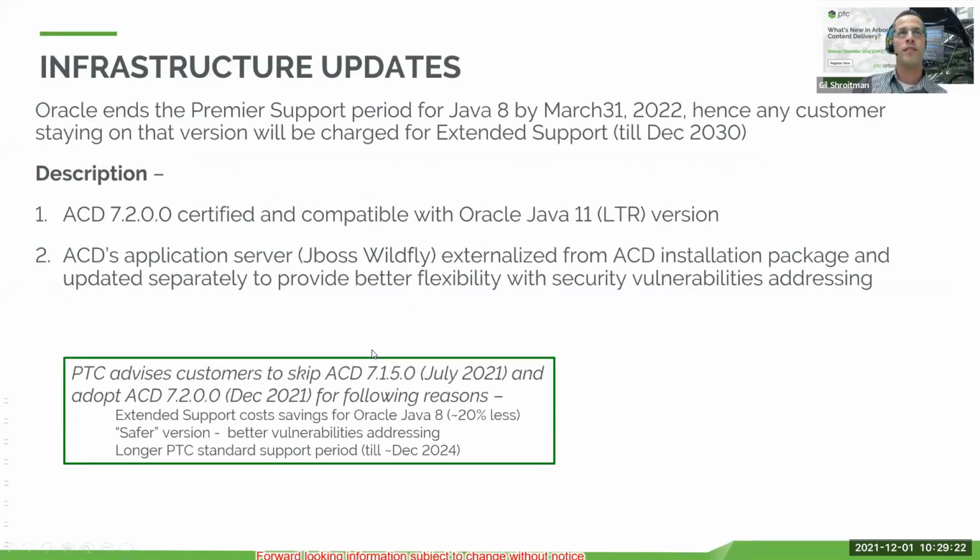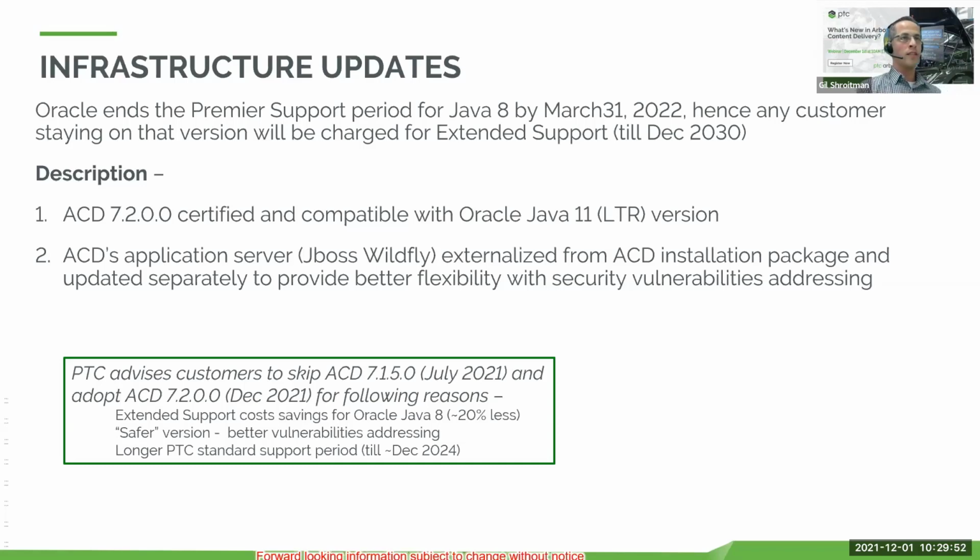So I'll start with the infrastructure updates. As I mentioned, Oracle is ending the premier support period for Java 8. That's the version that any of our earlier versions are built on, by March 31, 2022. And if you decide to stay with this version, you will be forced to pay extra charges for the extended support period that's being provided by Oracle till December 2030.